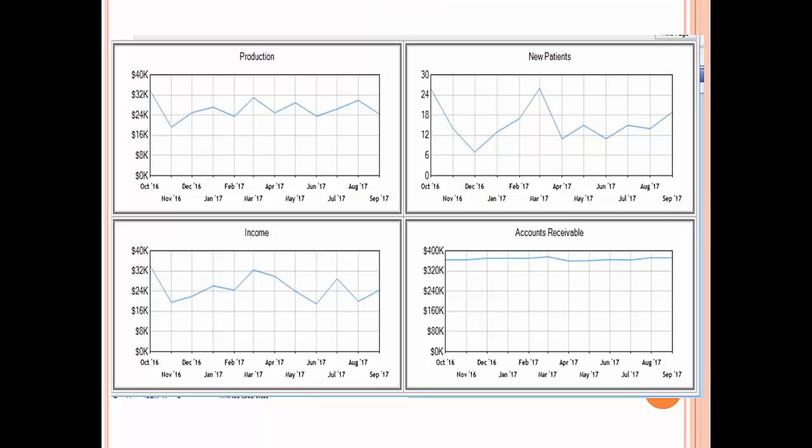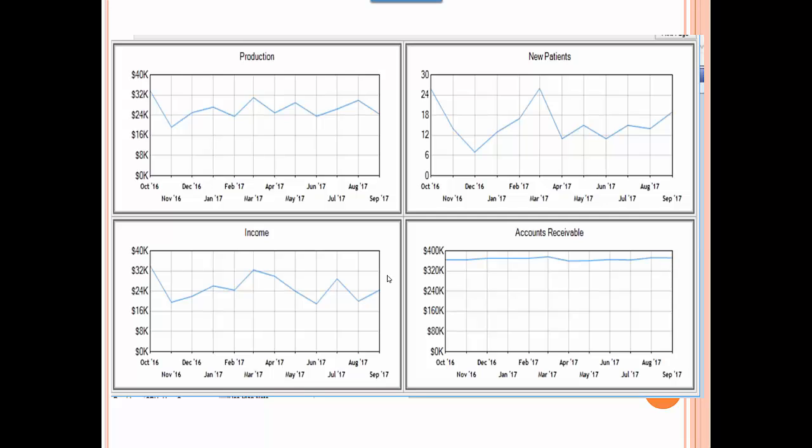The other problem with this practice is the level of the income. $24,000 a month really is not enough to sustain most practices. And as a matter of fact, this practice is really having cash flow problems. It depends. Even with a very low overhead practice, though, it's very hard to show any profit at all when you're only producing and collecting $24,000 a month. And that was the problem with the previous practice also.